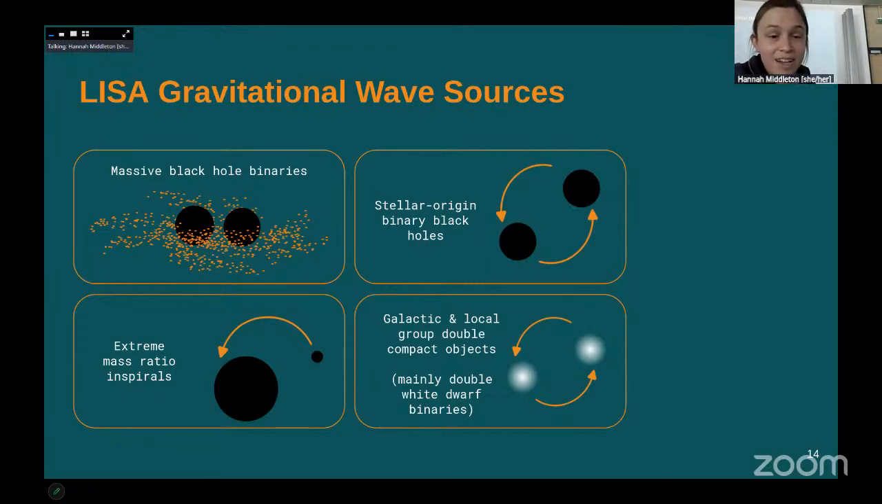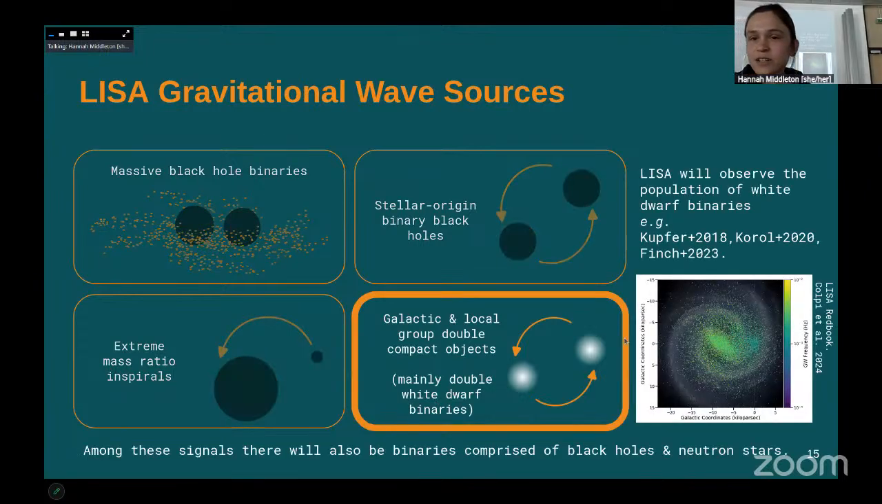And then extreme mass ratio inspirals, where you have a large supermassive black hole with a much smaller thing orbiting around it. And then what we're interested in for the purpose of this talk is the double compact objects. So these are galactic and local group double compact object systems. The majority of what LISA will see will be double white dwarf binaries. So there's a large population expected within the galaxy. And so this is from the LISA Red Book.